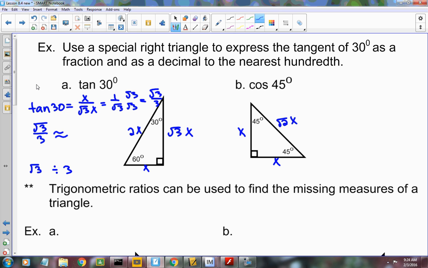You should get 0.5774. Everybody get that? If you're not getting it, I need to help you because I want to make sure you're plugging it into your calculator right.